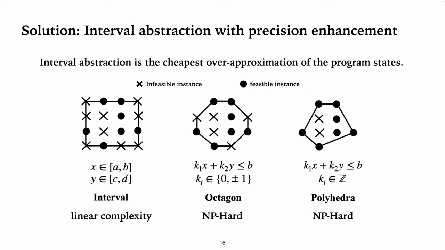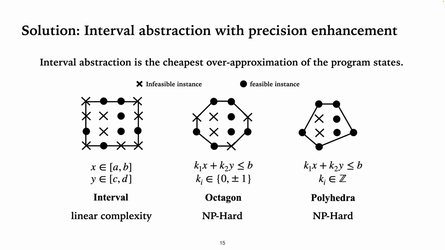Our solution to this problem is the interval abstraction with precision enhancement. Interval abstraction is the cheapest over approximation of the program states. Here, we list three kinds of widely used abstractions in existing literature. Different from polyhedra and octagon abstractions, which have NP-hard complexity for inference, interval abstractions can be obtained with linear complexity, which makes the method more scalable.